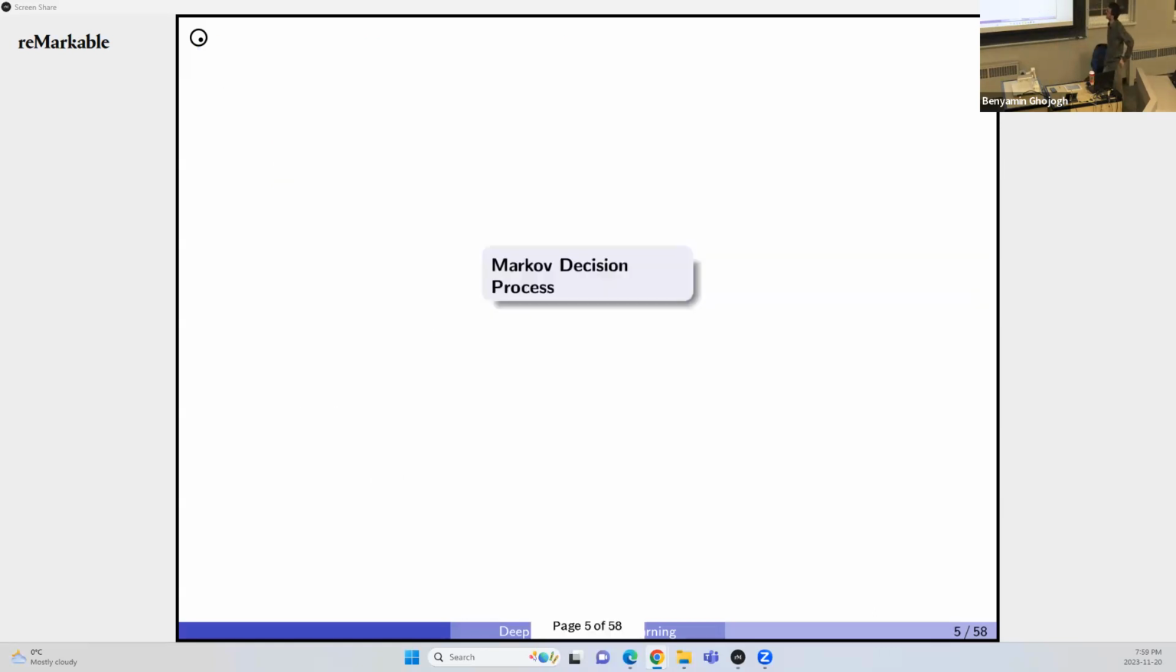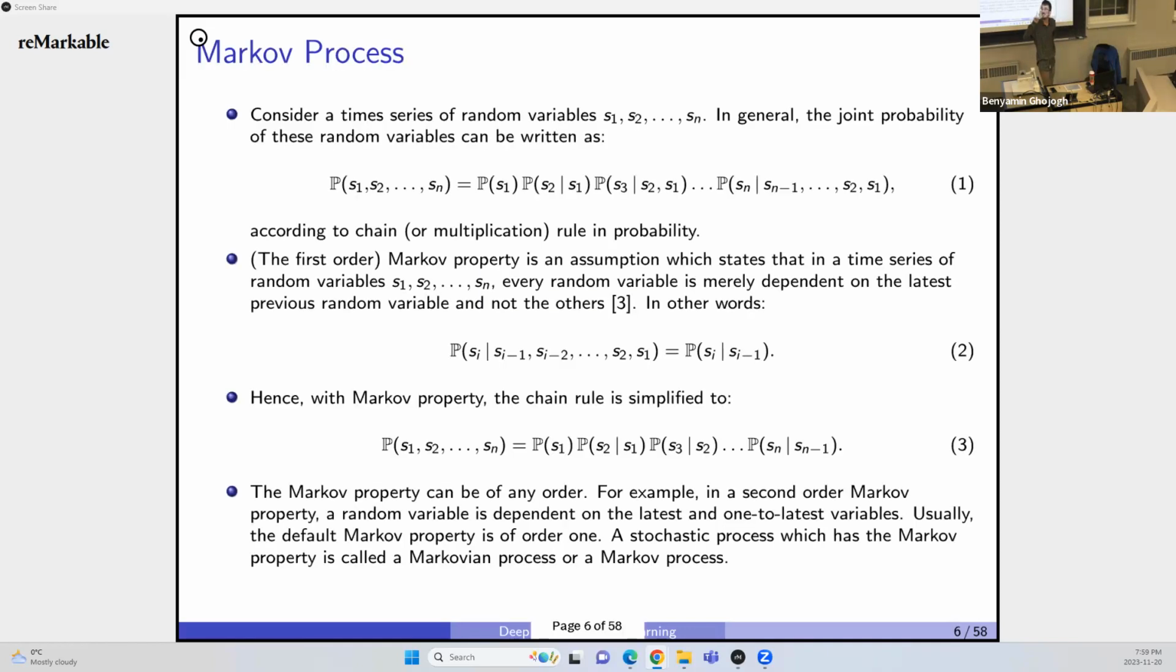Now we should start with the Markov decision process. Before that, I need to explain the Markov process. Have you passed any course on Markov model, hidden Markov model, discrete time Markov model, continuous time Markov model? Have you passed any course on that? No? Don't worry, I'm gonna explain this to you.